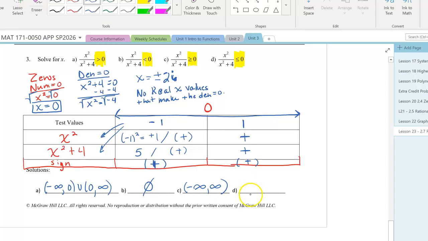And finally, D is less than or equal to 0. We know it's never less than 0, and it's only equal to 0 when x is 0. So remember, when you have a single number that's a solution to your inequality, you put that in braces, and there's only one number that would satisfy D, and that is when x is 0. So this was kind of a special circumstance, but notice that we still use the same process to solve it, and we just need to think through what each inequality is asking of us.